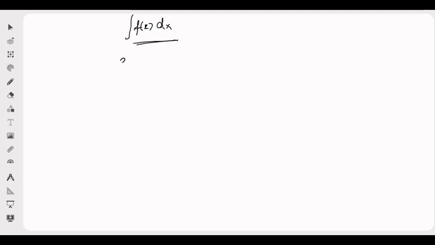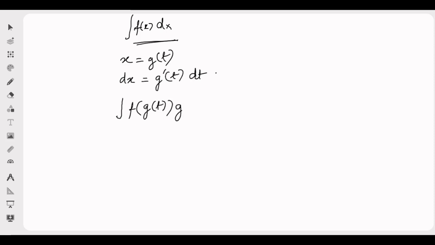So what we do here, we substitute x as some function of t, say x is equal to g(t), and then differentiate it with respect to t. You will get g dash t into dt, and we write this function which is in terms of x. We substitute t here in this function, so it will become f of g(t) into g dash t dt. In this way, sometimes the functions become very easy, and simply by observing this function we can write its integral.